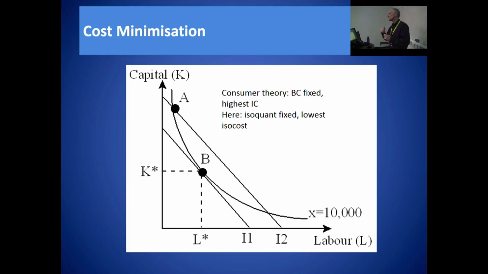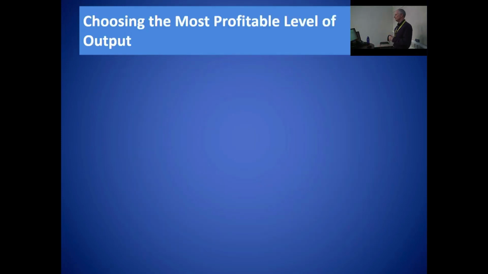So, that's the first part. We can take any level of output, and the least cost combination way of producing that is by finding the lowest possible iso-cost given the isoquant. Do it for every single level of output we're concerned with. This is probably the trickier part now to get your minds around. It's that second part.